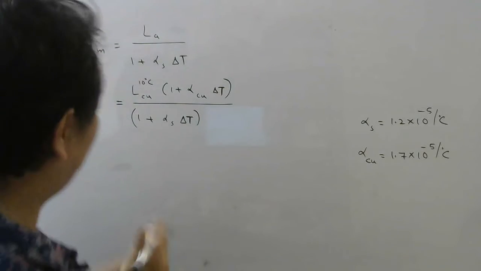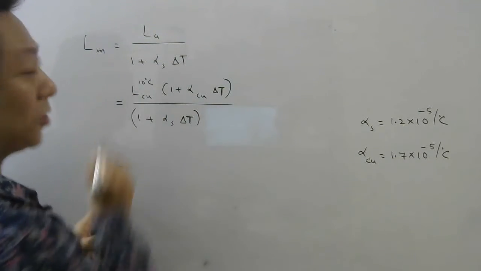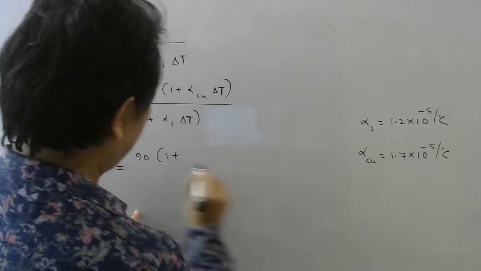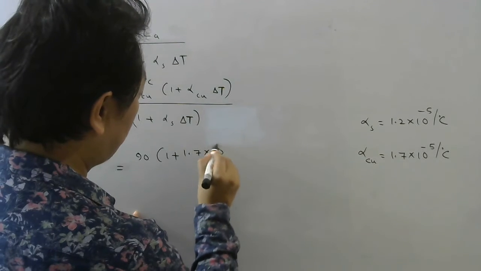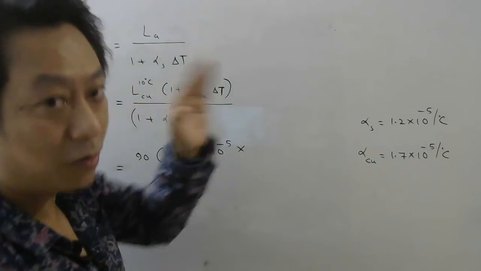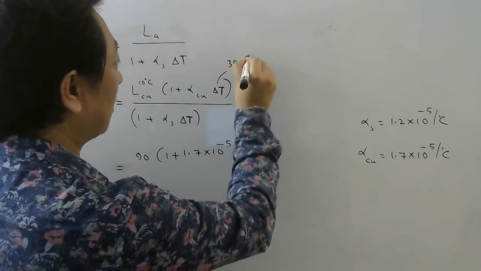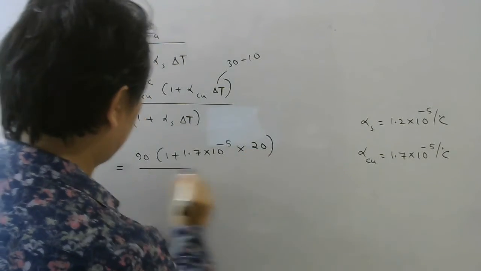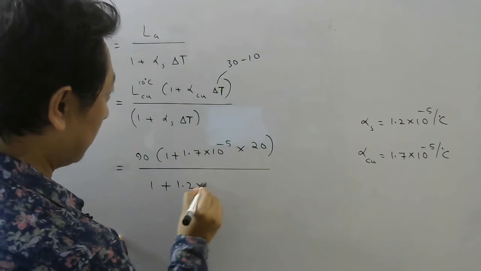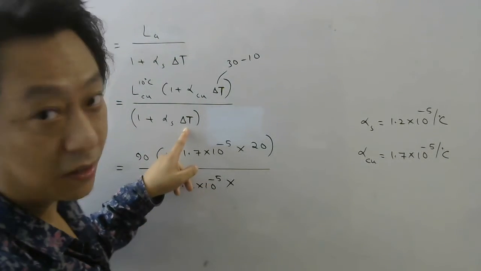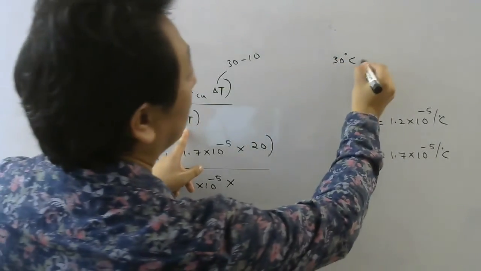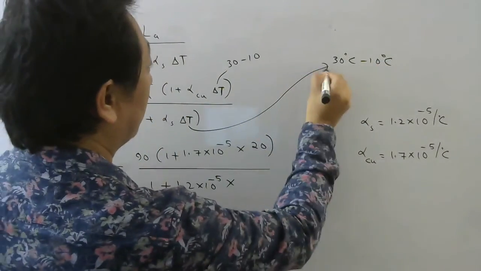So now we have to just do substitution. So length of the copper rod at 10 degrees Celsius was 90 centimeter. Alpha for copper is given 1.7 into 10 power minus 5. The copper rod's change in temperature was from 10 degree to 30 degree, right? So the change will be 30 minus 10, that will be 20, divided by 1 plus alpha of steel was 1.2 into 10 power minus 5. And the temperature at which measurement was done was 30, and the calibration temperature was 10. So this also is 20, right?